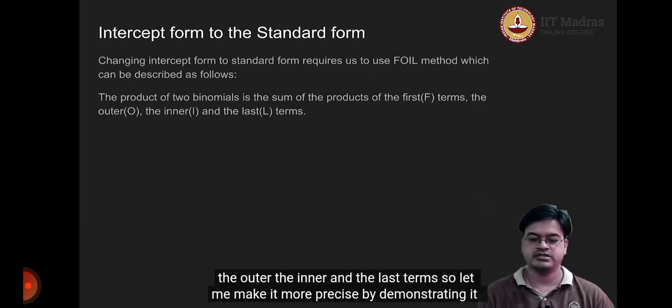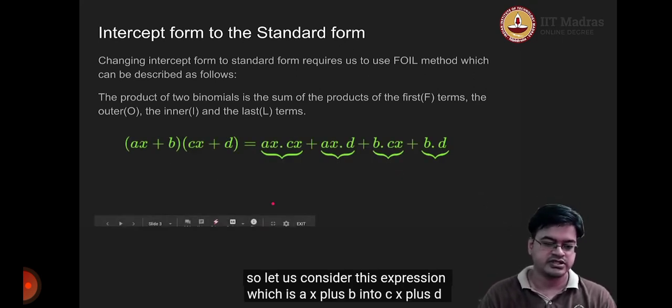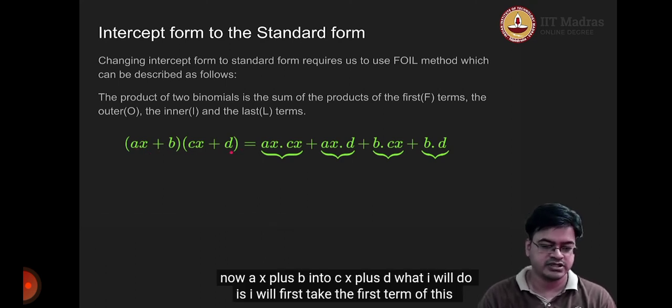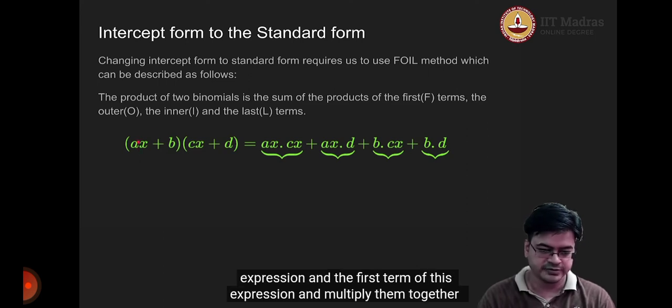So let me make it more precise by demonstrating it. Let us consider this expression, which is (ax plus b) into (cx plus d). What I will do is, I will first take the first term of this expression and the first term of this expression and multiply them together. That is the first term over here.